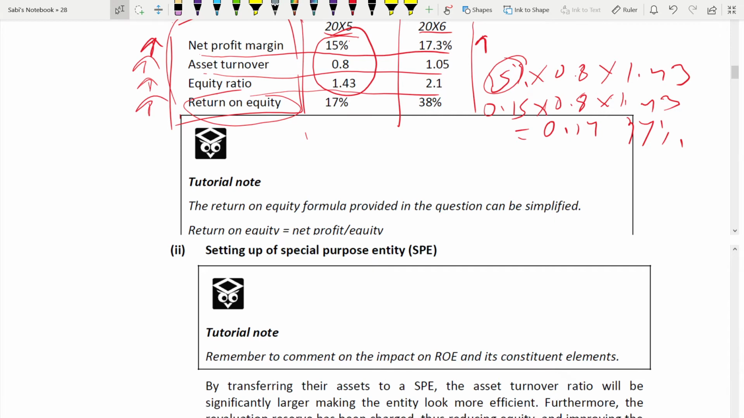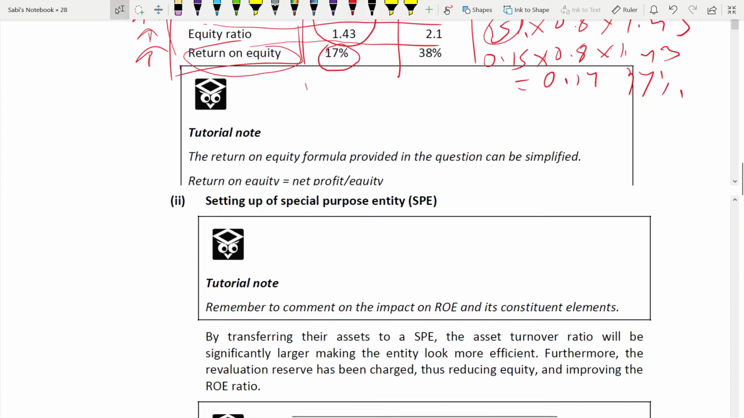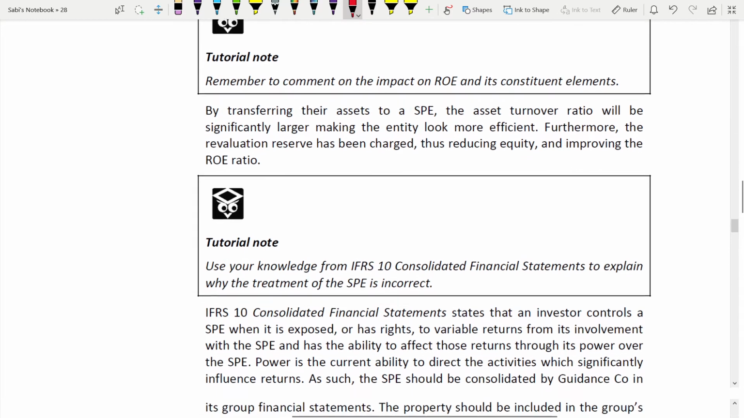So what does it mean? Just see that the return on equity is dependent on the previous three ratios. If any one of those figures goes wrong, your return on equity will be wrong. That's why be very careful with your ratios, especially when your ratios depend on other ratios. Now we are coming to the second part of B, which is the setting up of a special purpose entity and miscellaneous expenses.